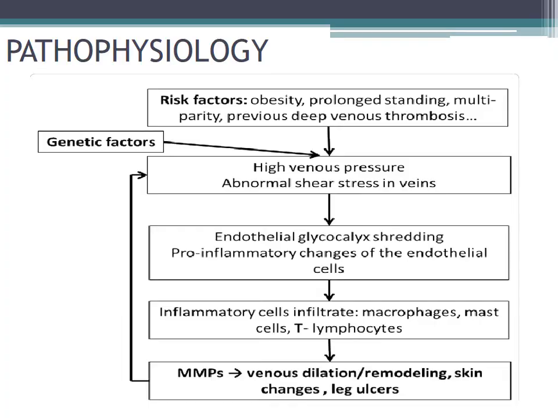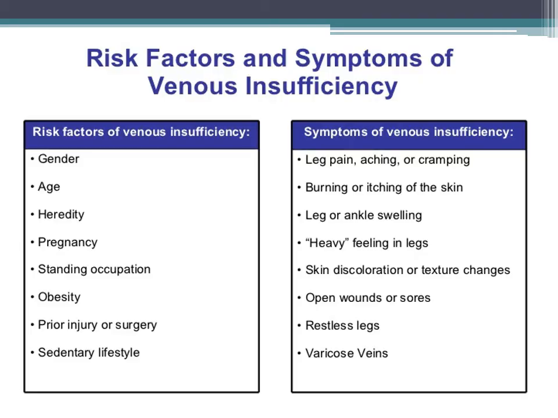The risk factors associated with this particular condition will include, as we already discussed, age as one of the main factors. Heredity, so this can be inherited from the parents to the children. Again, standing for a long time, obesity, any kind of injury or surgery in the past, and also a sedentary lifestyle.